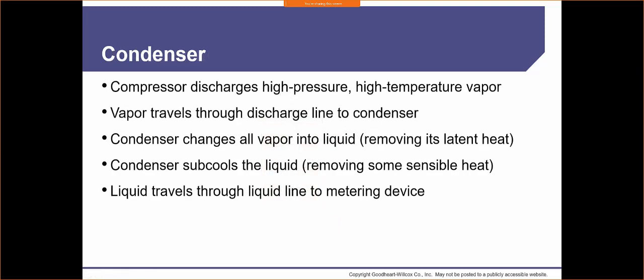The condenser. All right, the compressor discharges high pressure, high temperature vapor. The vapor travels through a discharge line to the condenser. The condenser changes all vapor into a liquid, removing its latent heat. So here we are. We talked about latent heat a few chapters ago. We're trying to remove that heat that we can't see, we can't measure, but we know that it exists.